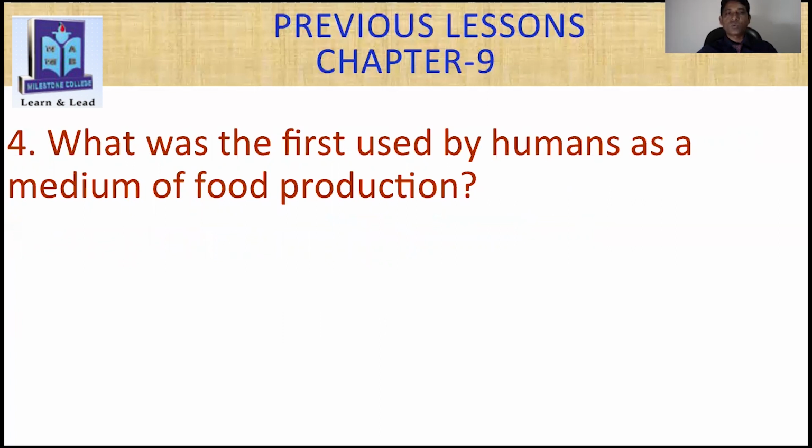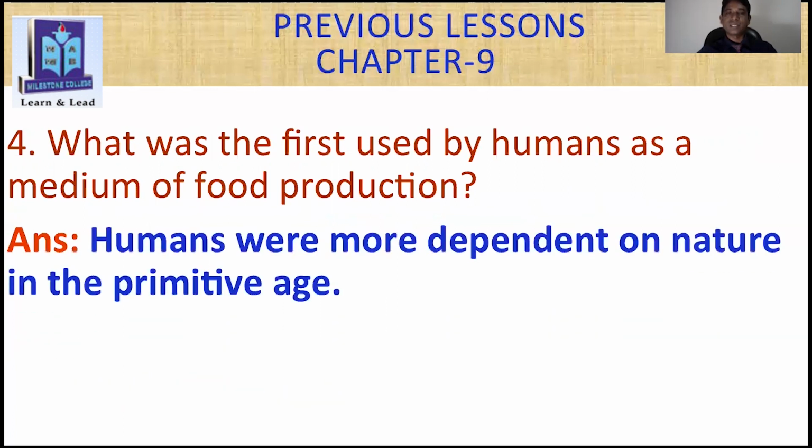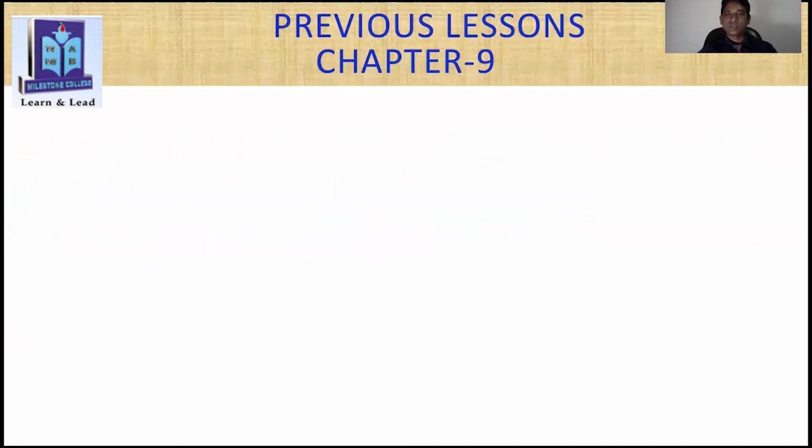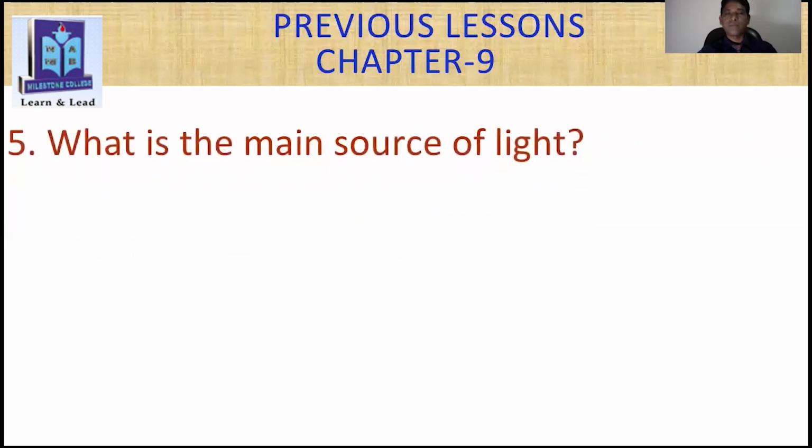4. What was first used by humans as a medium of food production? Can you guess the answer? Yes, absolutely correct. The answer is here. You can see humans were more dependent on nature in the primitive age. Okay. Now, dear students, question number 5.